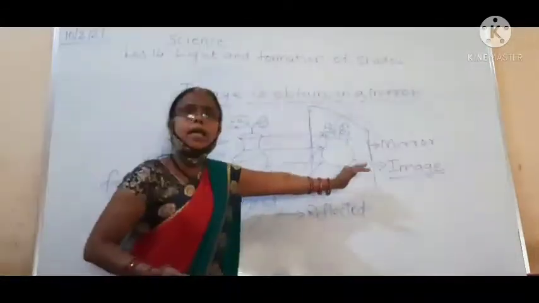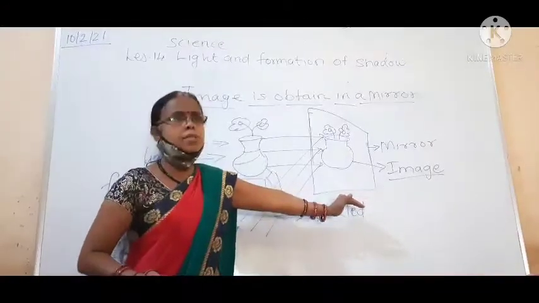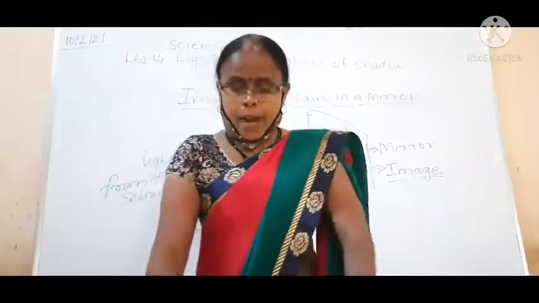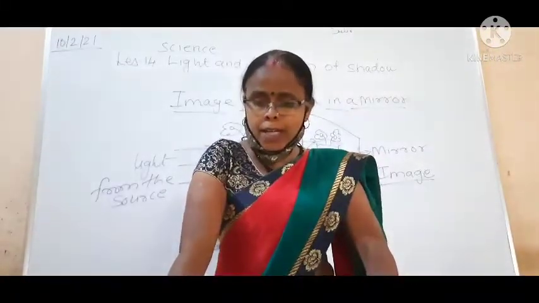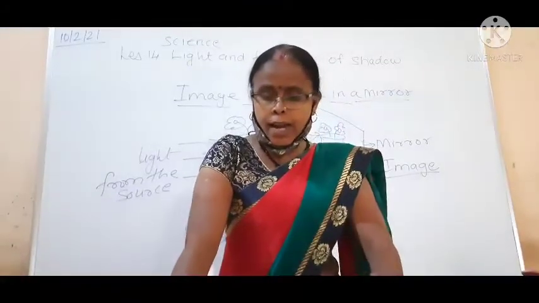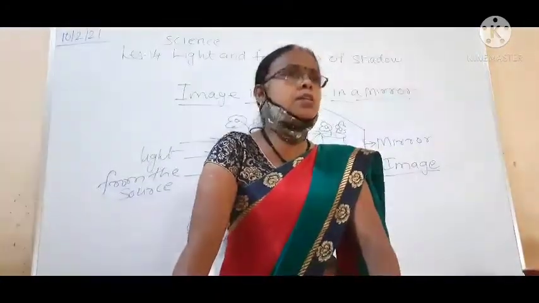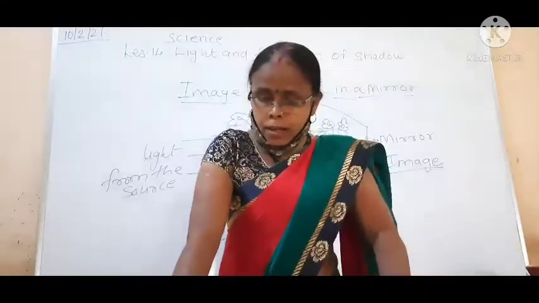What do you see? You see the image. Clear? Okay. So when you see your face in a mirror, light reflected from your face falls on the mirror and gets reflected back again, and that is why you see the image in the mirror. Clear?